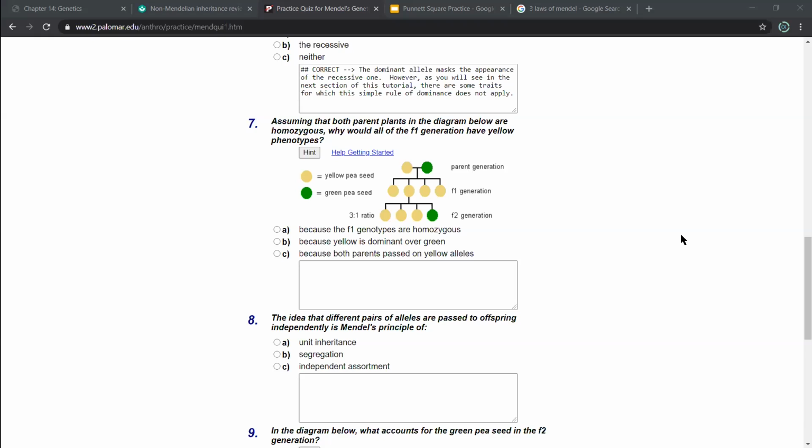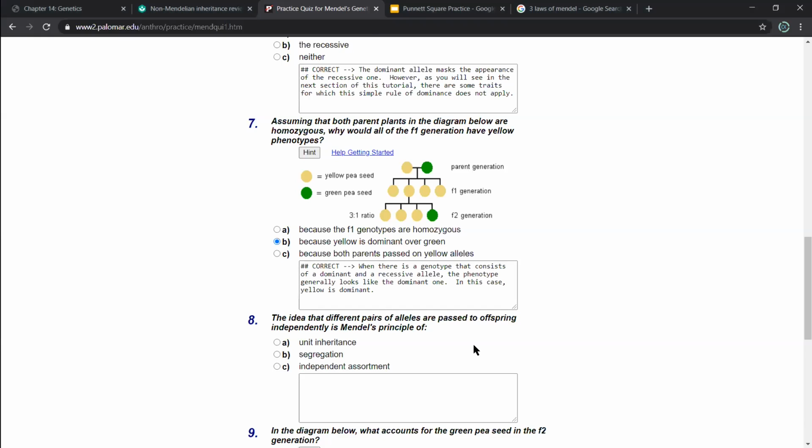But let's actually look at C. Both parents passed on yellow alleles. That's the same thing as A, because remember, if the genotypes are homozygous, they have two yellow alleles. With C, you're going to create homozygous offspring with two yellow alleles, which means that A and C are actually saying the same thing. They can't both be true, so they must both be wrong. So our answer is going to be B. And B is just correct, because if you're crossing a yellow and a green plant and they all produce yellow, then yellow is probably dominant because that is what's showing up in the phenotype.